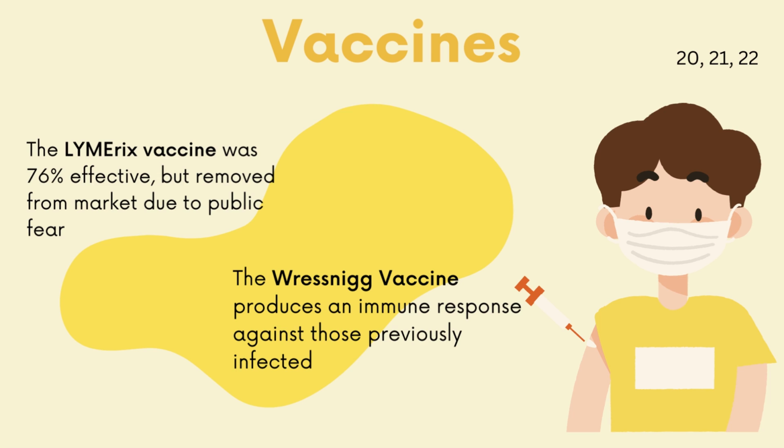In 2014, the Resnick Group developed a vaccine that was shown to be highly effective in producing an immune response in those who were previously infected with Borrelia. Should this vaccine become available for public administration, it has the potential to reduce the incidence and prevalence of Lyme disease around the world.